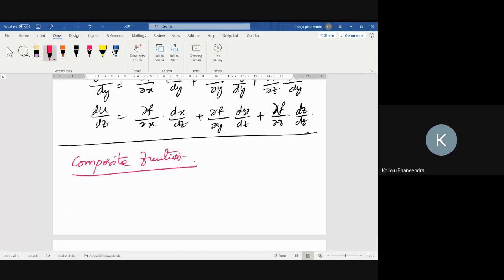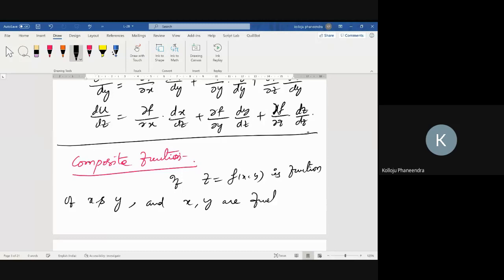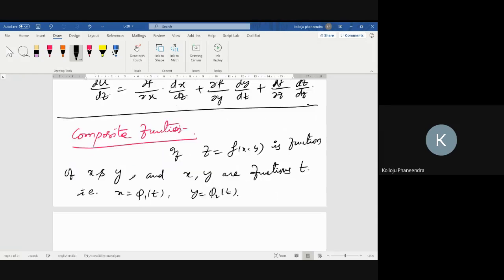What is the definition? If z equal to f of x, y is a function of x and y, and x and y are functions of t. That is, x equal to some function φ1(t), y equal to φ2(t), some function of t. See, the logic is what I'm telling here.